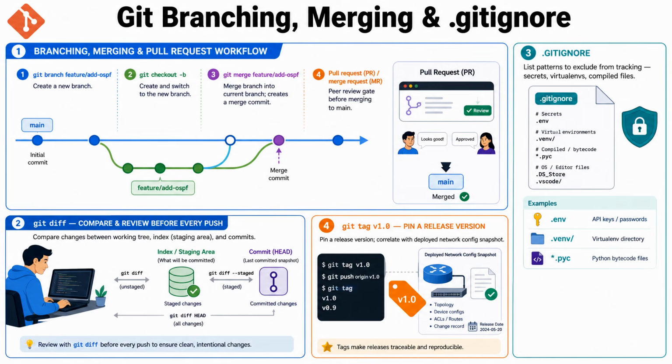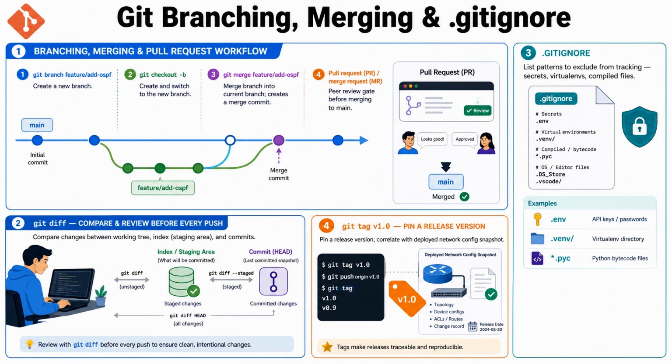Here's how it works. You start on main, your stable production branch. You create a new branch with git branch feature/add-spf. The naming convention feature/description or fix/description is common. Then switch to it with git checkout feature/add-spf, or do both steps in a single command with git checkout -b feature/add-spf. Now you're on the new branch.